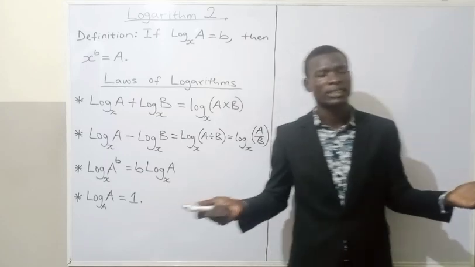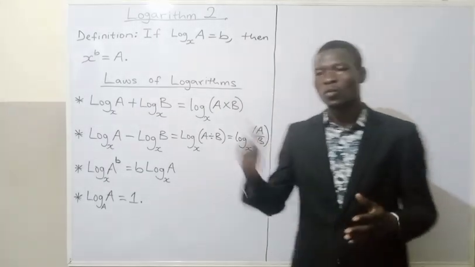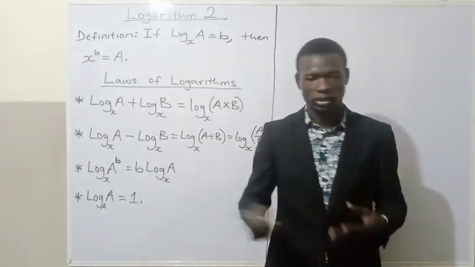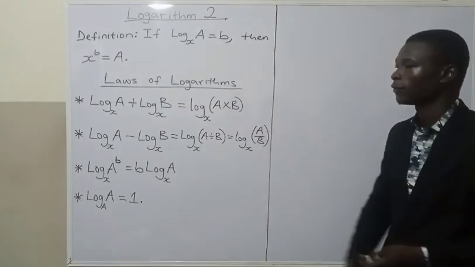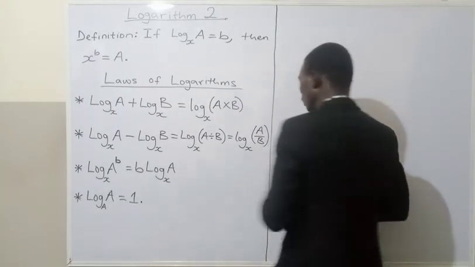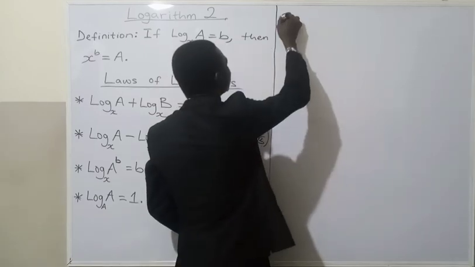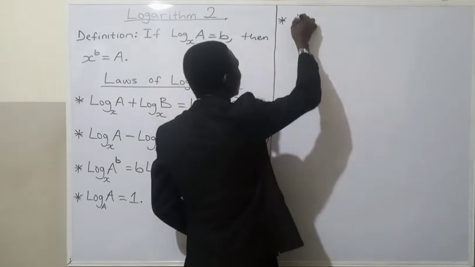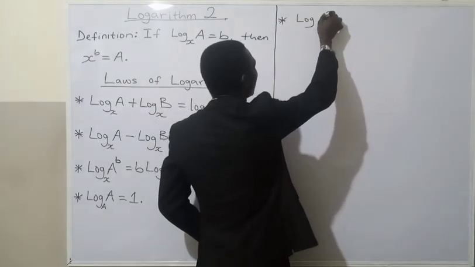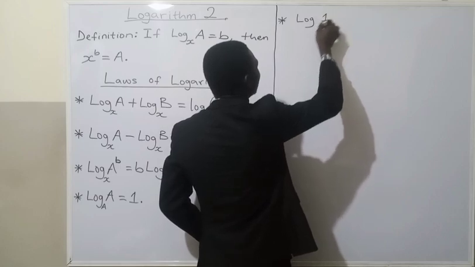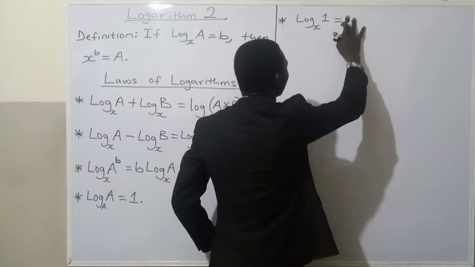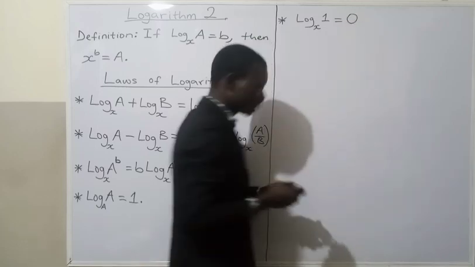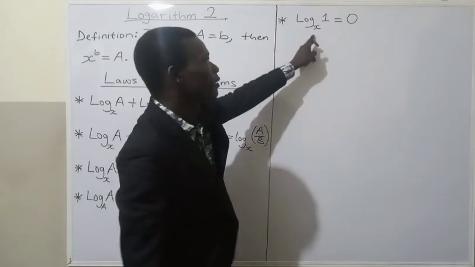But when we want to extend these laws of logarithm, we are going to have extra 3 or extra 4, as the case may be, as we'll be having it now. So these are the first 4 laws of logarithm. By extension, we can have something like this: log 1 to base x is going to be equal to 0. That is, log 1 to any base, irrespective of whatever the base is, is going to give us 0.